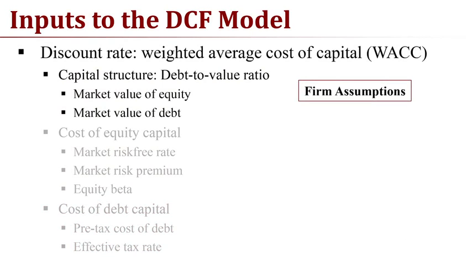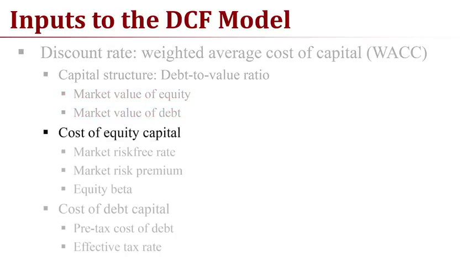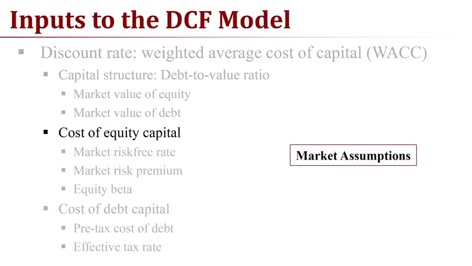Let's start with the firm assumptions. First of all, we need to know the mix of debt and equity. This is the capital structure of the firm. Very simply, we'll look at the market value of the equity and the market value of the debt, and that will tell us the overall market value of the firm and the mix of equity and debt.